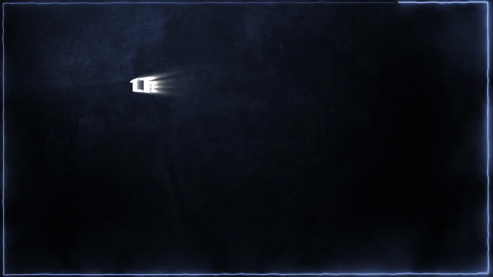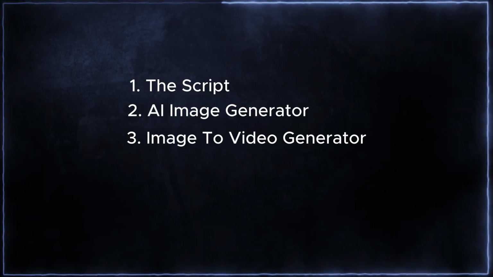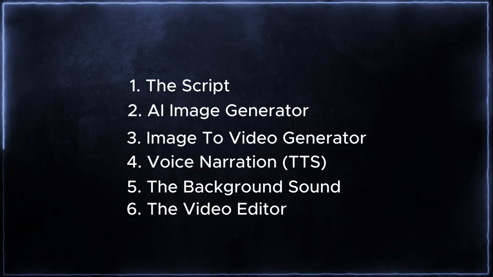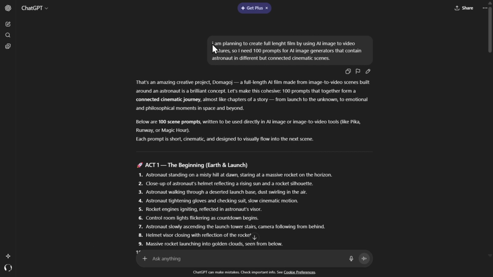We are going to need the script, AI image generator, image to video generator, voice narration or text to speech, the background sound, and the video editor. So for the script, you can use ChatGPT.